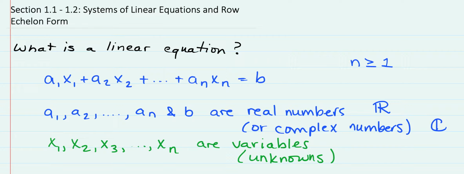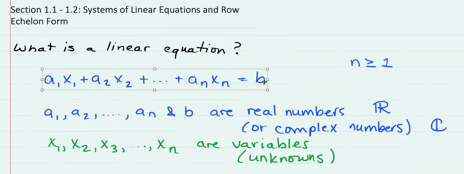Okay, let's start off with linear equations. So what is a linear equation? A linear equation is an equation that looks like this, where we have a sub 1 times x sub 1 plus a sub 2 times x sub 2 all the way to a sub n times x sub n, where n is greater than or equal to 1.